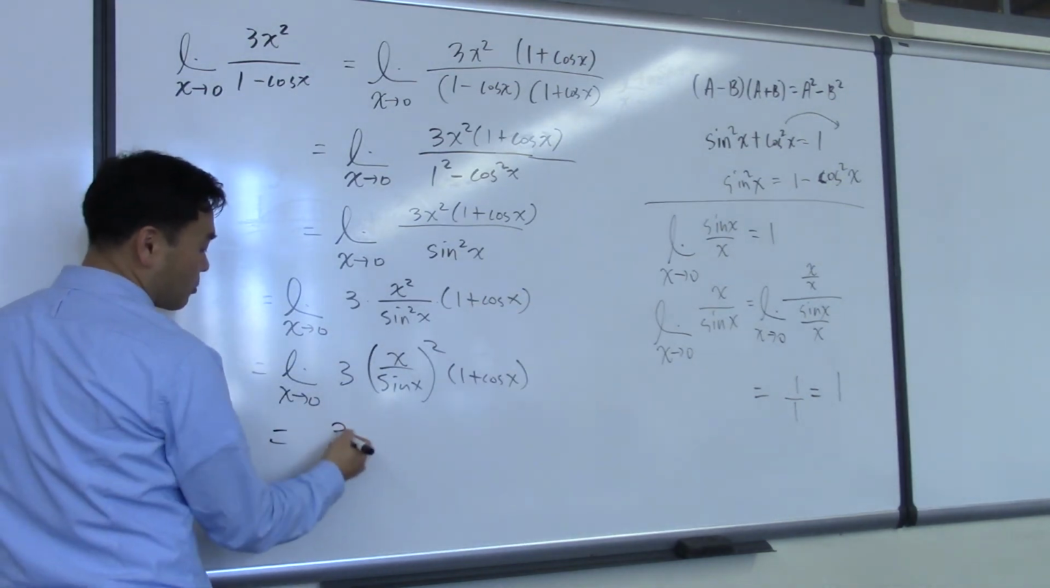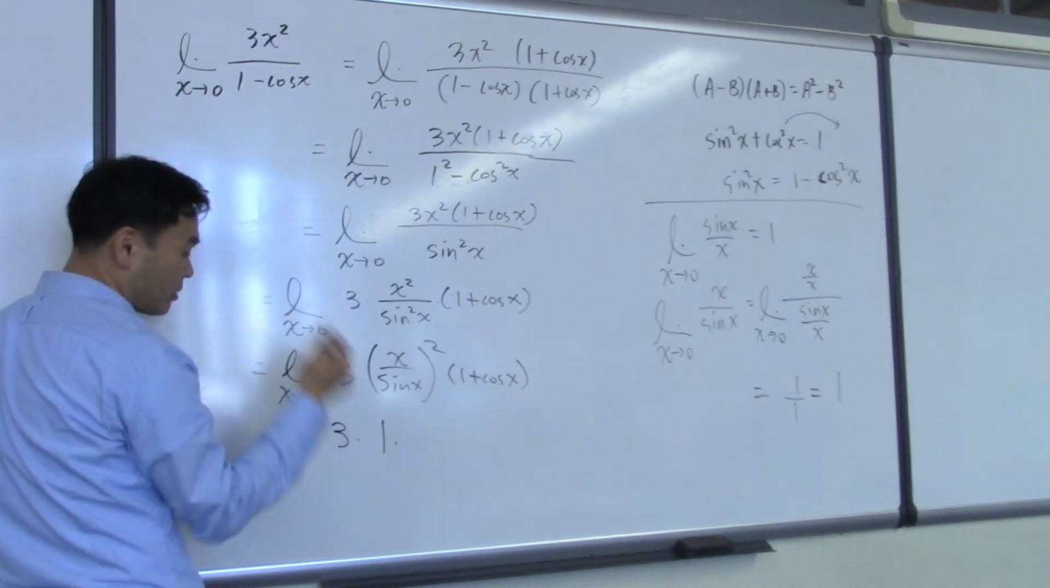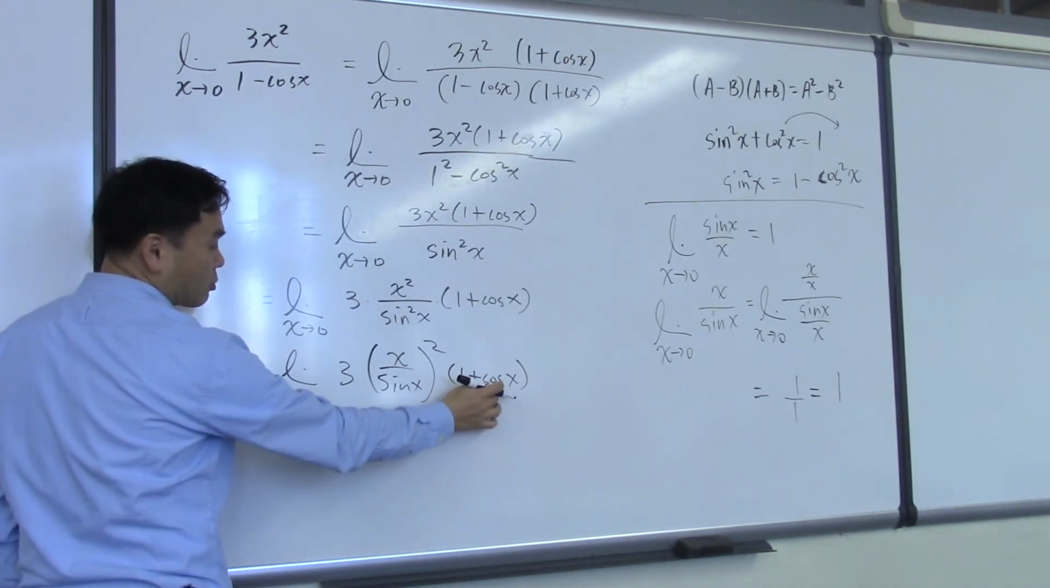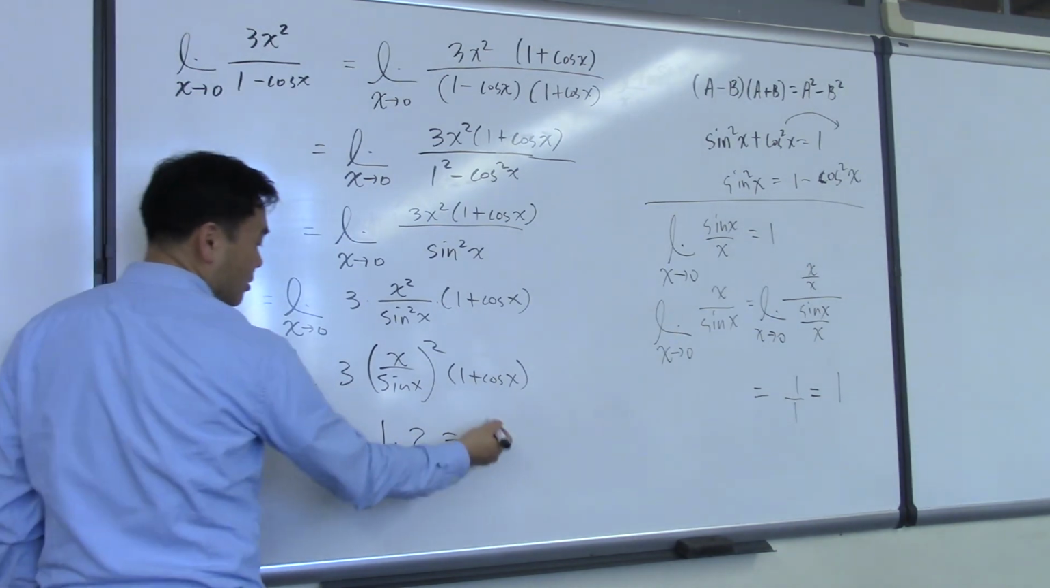So therefore we have 3 times 1 times... When you plug in x equal to 0, what do you get? Cosine 0 is 1, 1 plus 1 is 2. So the limit is 6.